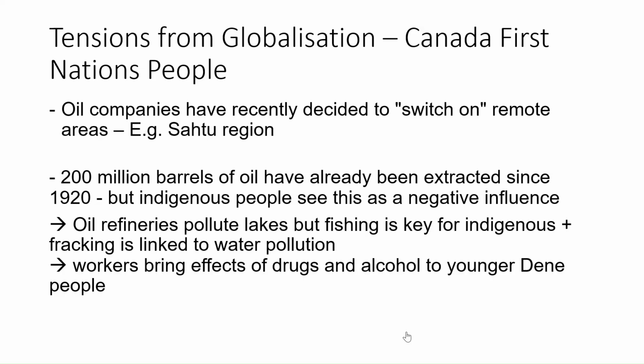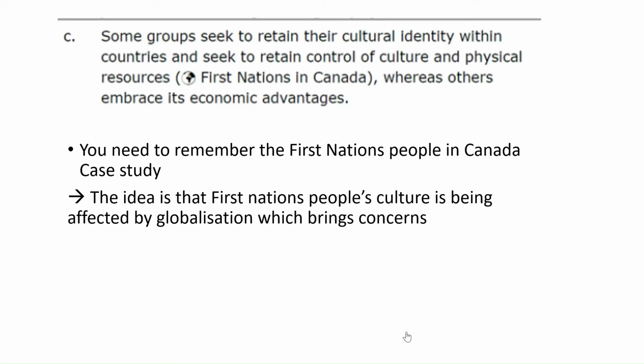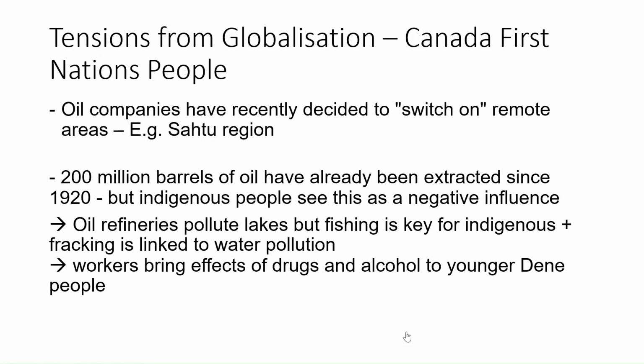So oil companies have recently decided to move into remote areas like the Athabasca region, and 200 million barrels have already been extracted since the 1920s. But indigenous people see this as a negative influence. A lot of oil refineries are polluting lakes, which means there's less fish for the indigenous people, and fracking is causing water pollution. So notice how the First Nations people are essentially being exploited. The environments are being exploited, and it's affecting their way of life in a sense.